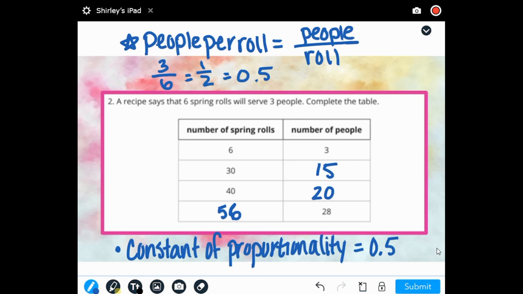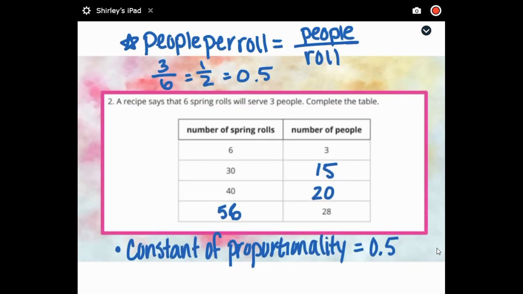Okay. So you should recognize, and I see looking at all of your work, that we get 15 people for 30 spring rolls, 20 people for 40, and 28 people have 56 items. So a lot of you notice that that pattern in the table is taking the left side and dividing it by 2. Which is fine. However, when we start talking about constants of proportionality, it always has to mean in terms of multiplication.